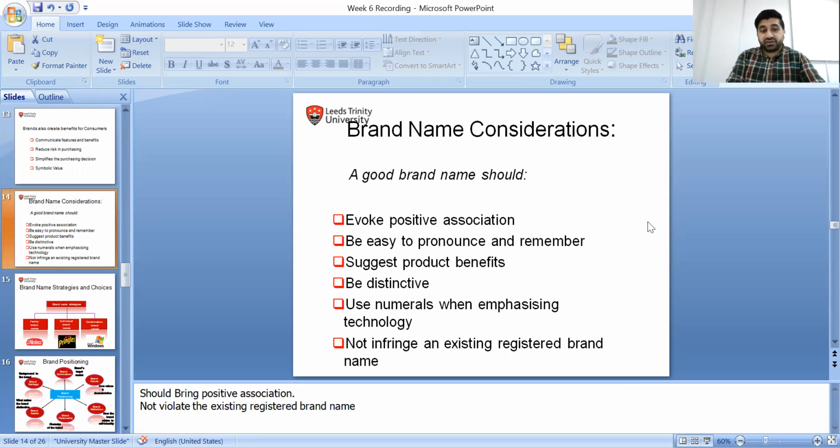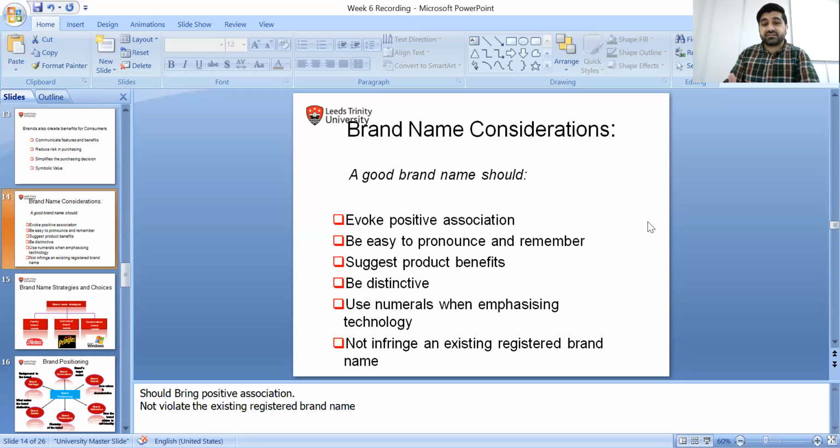Evoke positive association. It should be a positive association with the brand, with the product. Be easy to pronounce. It should not be too hard to pronounce, and it should be easy to remember. Suggest product benefit. The brand name must be suggesting the benefit of the product. Be distinctive from others. Use numerics when emphasizing technology.